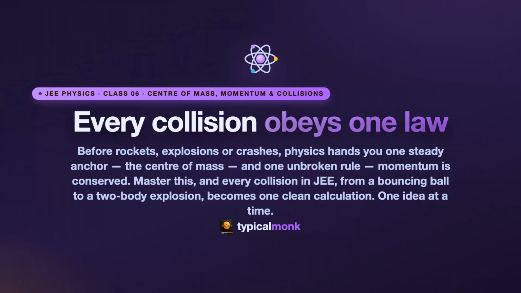This is class 6, and today we meet one of the most beautiful ideas in all of mechanics, the center of mass. Picture a firework bursting in the sky into 100 glowing fragments, flying off in every direction, and yet one invisible point among them keeps sailing along the exact same smooth path it was always going to follow, as if the explosion never happened. That point is the center of mass, and the law behind it is the conservation of momentum.